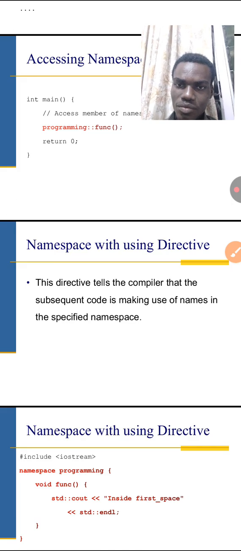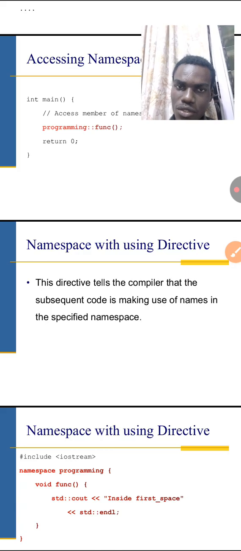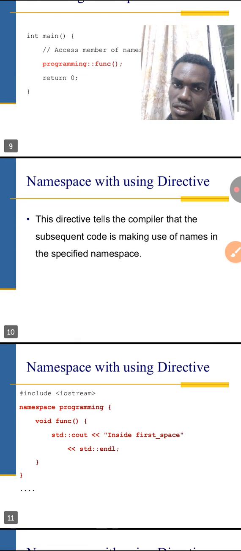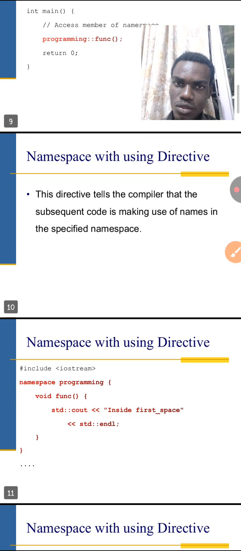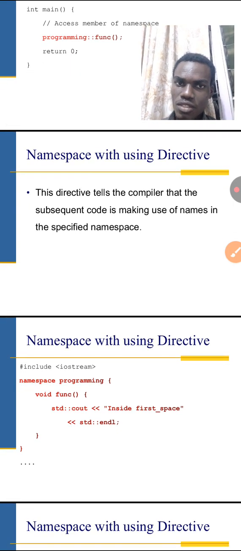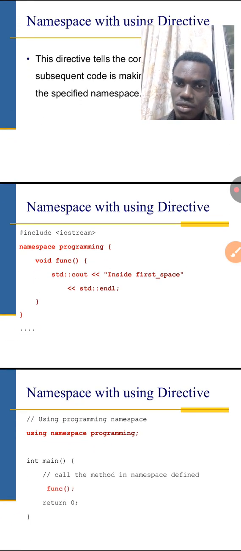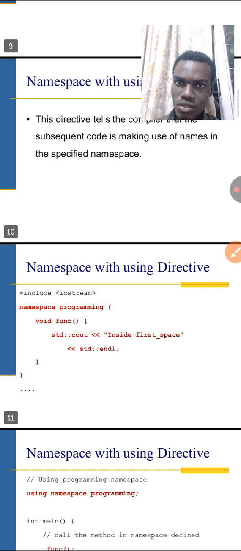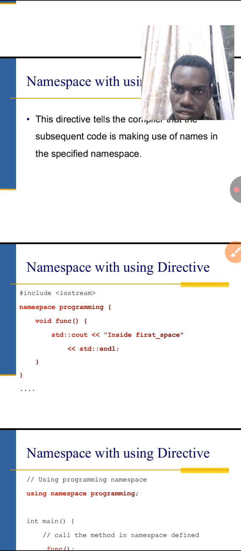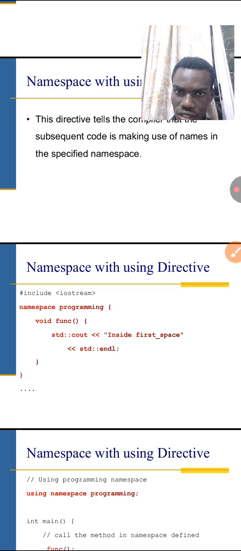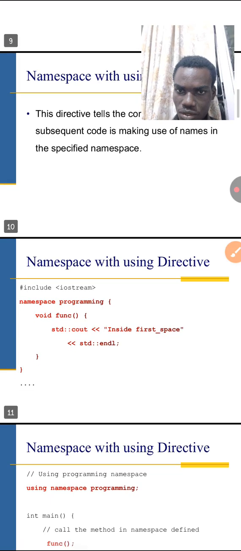Now let's continue. So namespace with using directives. This directive tells the compiler that the subsequent code is making use of names in the specific namespace. So it tells the compiler that you are trying to use a specific namespace. So we are still using the namespace called programming, and then we are calling out what's inside the namespace.